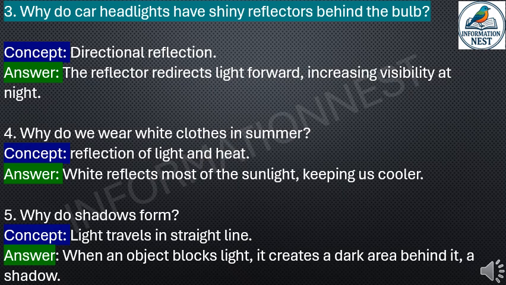Question number three, why do shadows form? Here is the shadow secret. Light always travels in a straight line. When something blocks it, bam, a shadow appears behind the object. It's like light saying, oops, can't go through that.